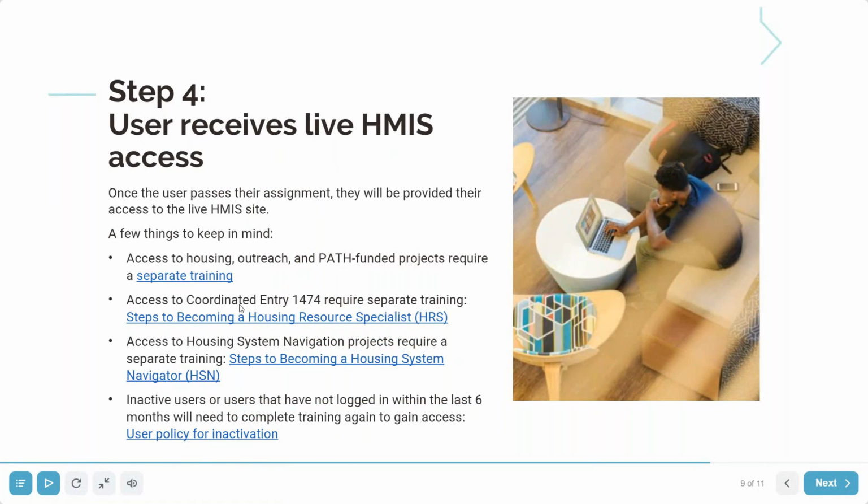Access to 1474 is also separate training and is coordinated by the coordinated entry team, so you have to register for approval. Housing system navigation also needs 1474 training, but we will do the enrollment for the housing system navigation course, so you could still request that, but I will also provide instructions to make sure that you do housing resource specialist training. And then finally, inactive users that have not logged on in the last 6 months will need to complete all the training over again.